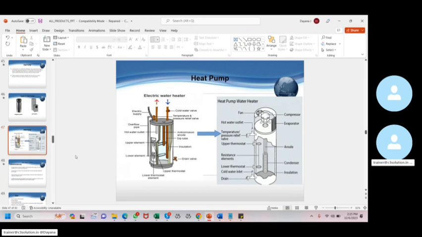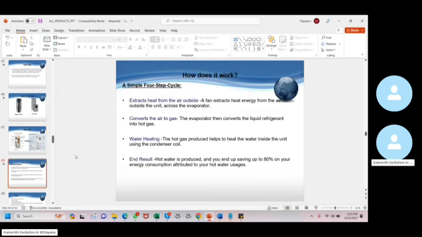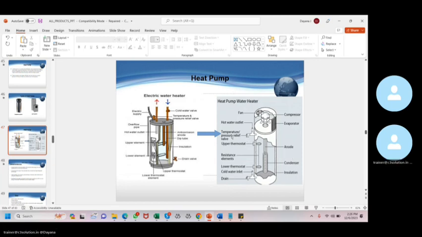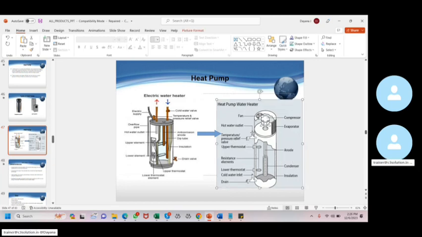Got it? That is the third step. At the end result, you will get hot water. Where will you get hot water? Here. Outlet here, no?